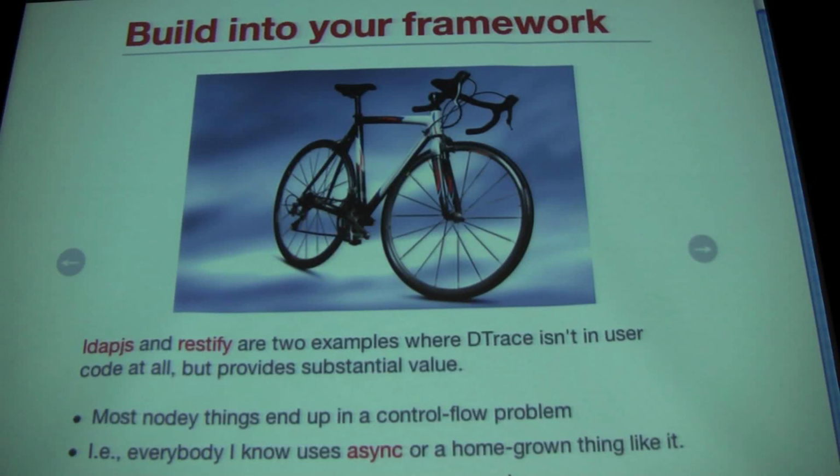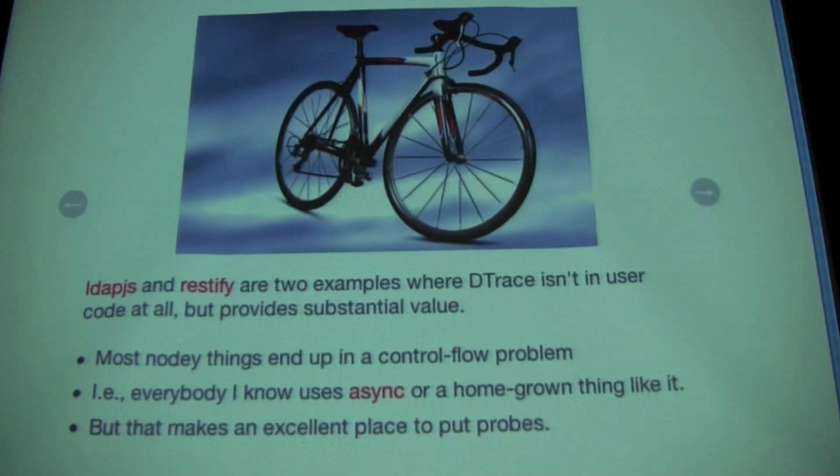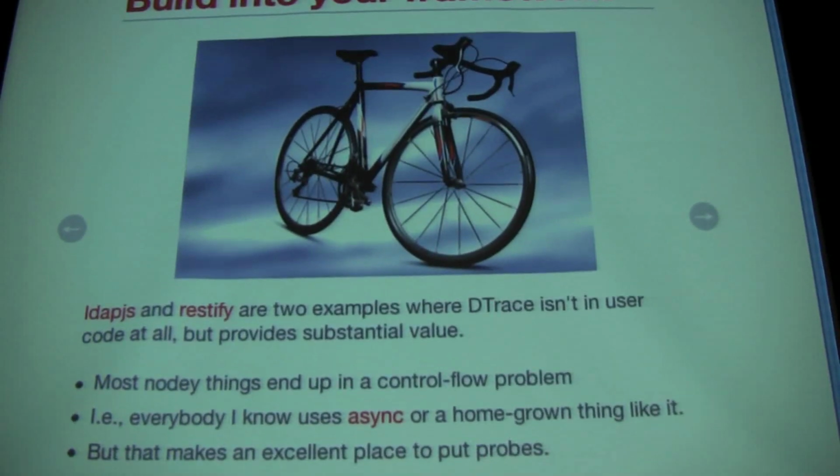An artifact of Node, if you haven't written stuff in Node, is that since it's completely asynchronous, you end up in this control flow problem. It's very difficult to do iteration, it turns out. So most people end up using either a homegrown recursive thing like I do in Restify, or this very popular library called async that does it for you. While that's a pain, it's actually a very good place to put probes, because that's probably the place you're sequencing events. So do that.